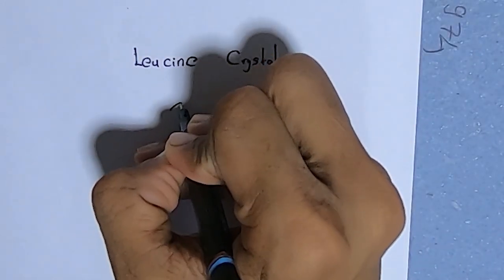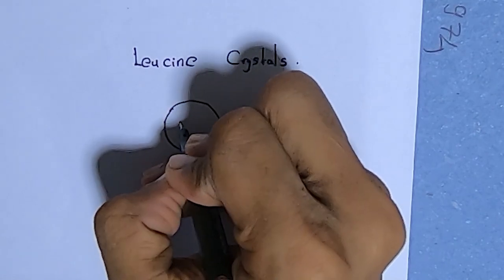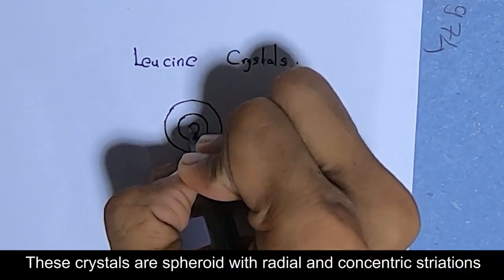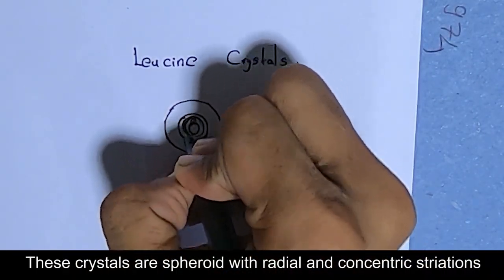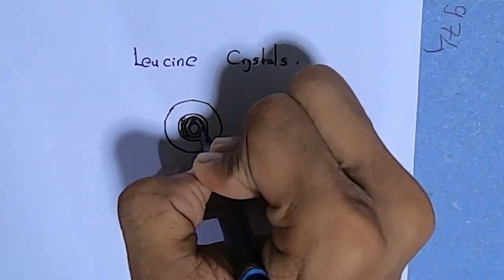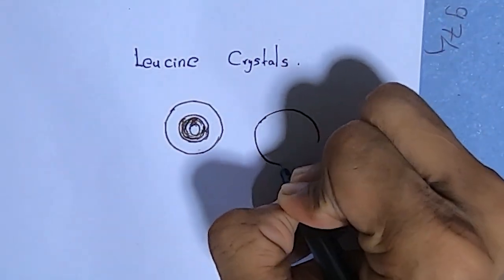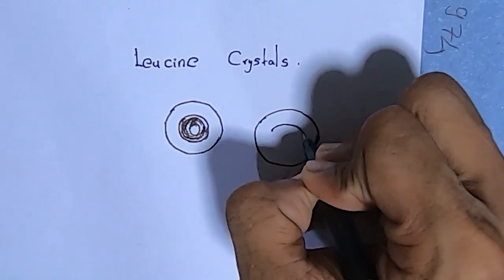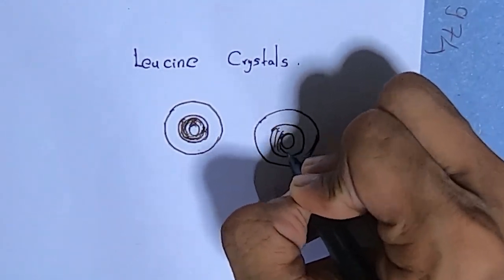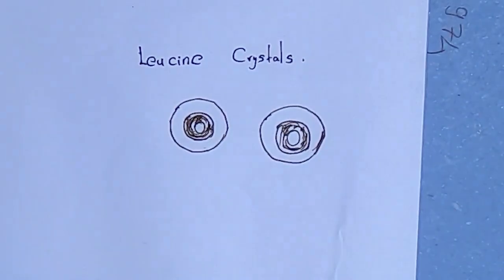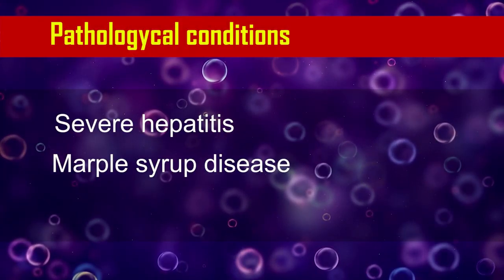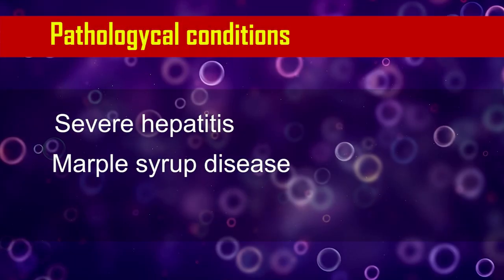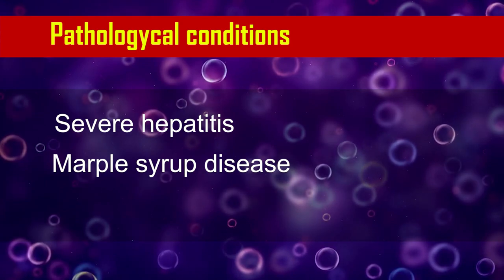Leucine crystals. These crystals are spheroid with radial and concentric striations. Usually, they are spherical and oily. They are soluble in warm alcohol and acidic conditions. We can see them in urine in severe hepatitis and maple syrup urine disease.